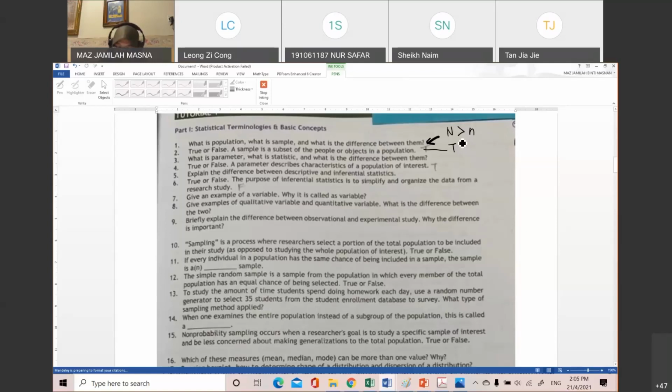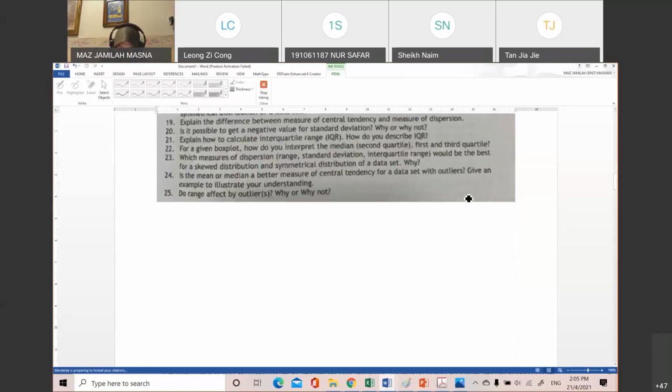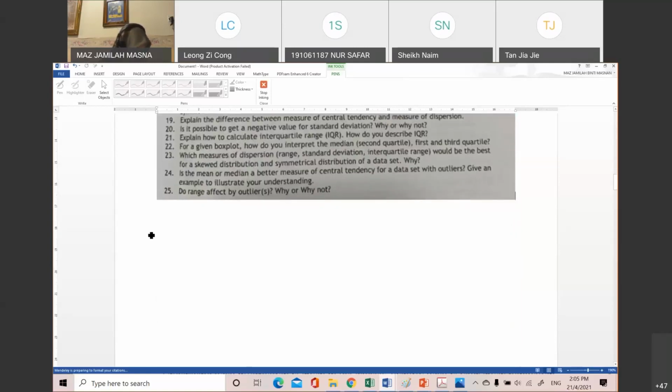For example, this is question number 3. If you are talking about population mean, you are talking about mu. If you are talking about population size, you are talking about N. If you are talking about population variance, you are talking about sigma squared.